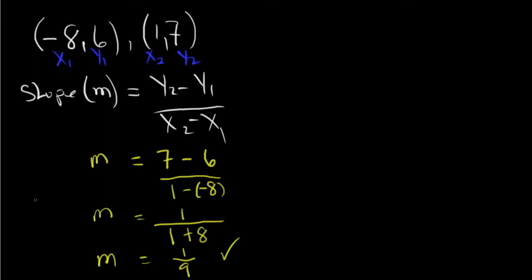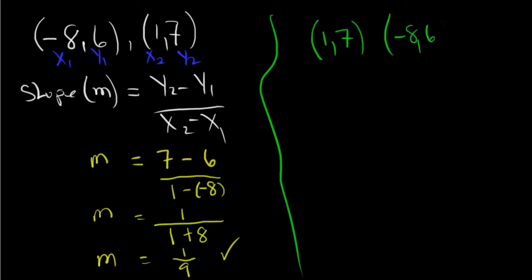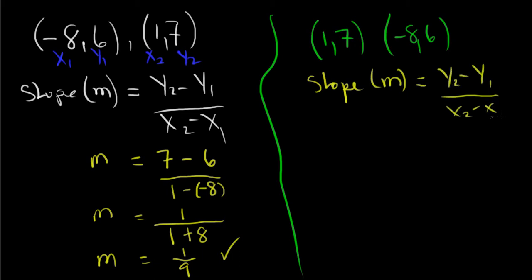It doesn't matter which way you order the points. If we look at another example, take these same points, 1, 7 and negative 8, 6, and rearrange them. So the slope m equals y2 minus y1 over x2 minus x1. So m equals, we can label it, x1, y1, x2, y2. So m equals y2, which is 6. We slow down a little bit here. Minus y1, which is 7, all over x2, a negative 8, minus x1, which is just 1.